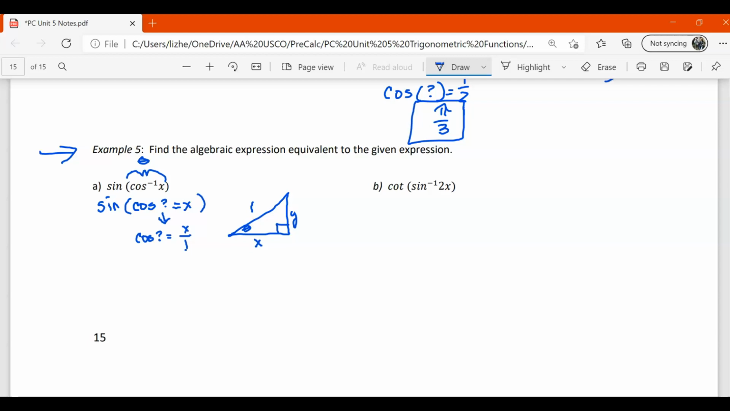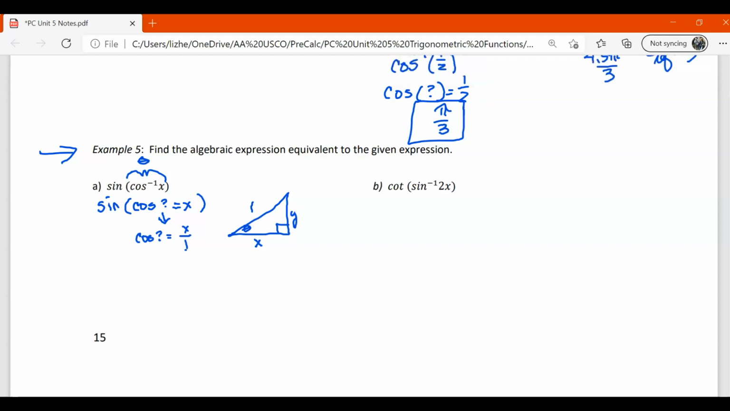And now, what is the relationship here? We're looking at a right triangle. Using Pythagoras, I can say 1 squared equals x squared plus y squared. And now I want to solve that equation for y. So 1 minus x squared equals y squared. And so y is going to equal the square root of 1 minus x squared. So this side length y equals the square root of 1 minus x squared.